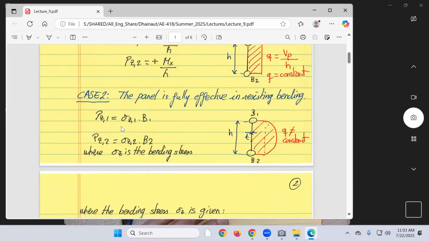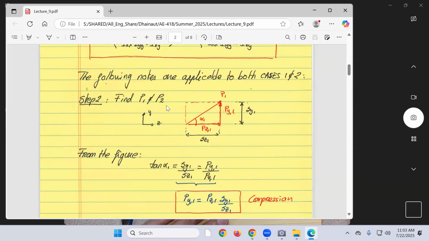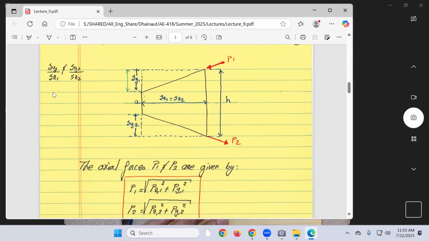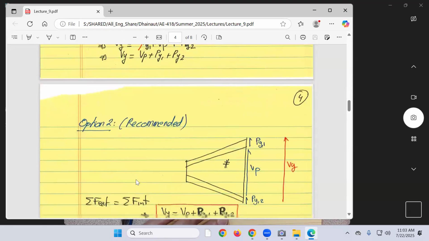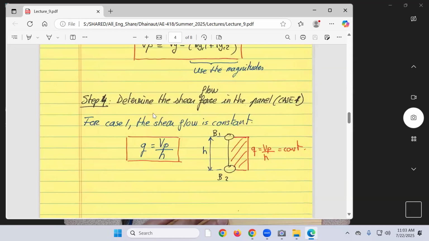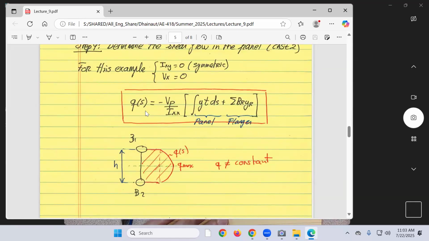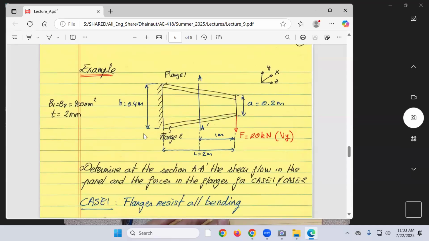So we're going to do step one, calculate the loads PC1, calculating the stresses. Then step two, find P1, P2. That's completely unchanged as before. I will just show this figure again. Then determine the shear force in the panel. This step will be the same. But once we go to step four, instead of finding this constant value, we'll use this expression to find what Q will be.